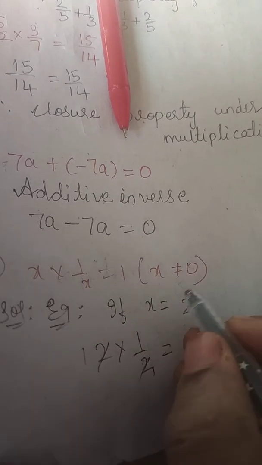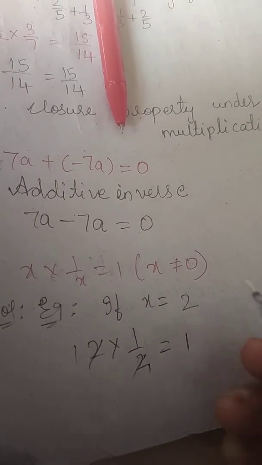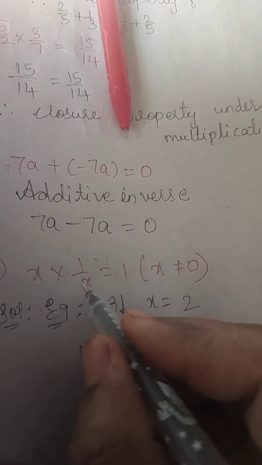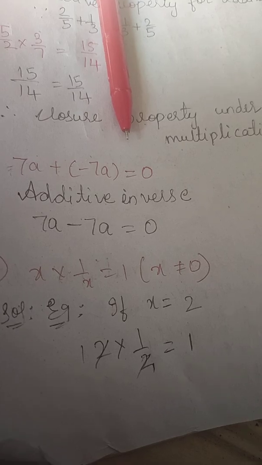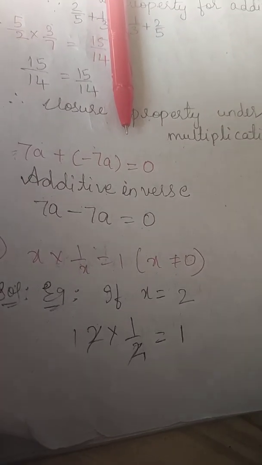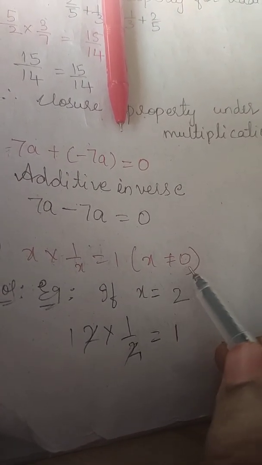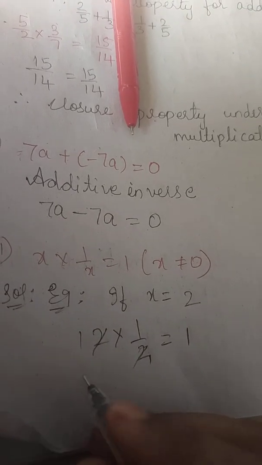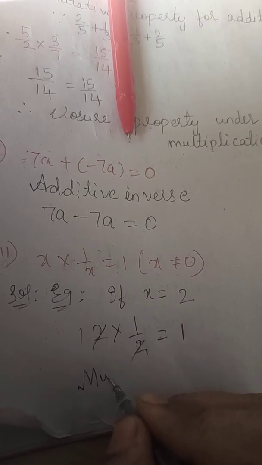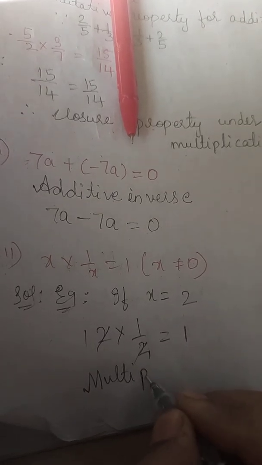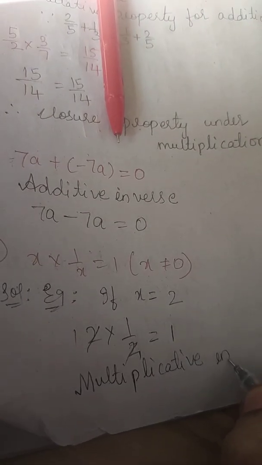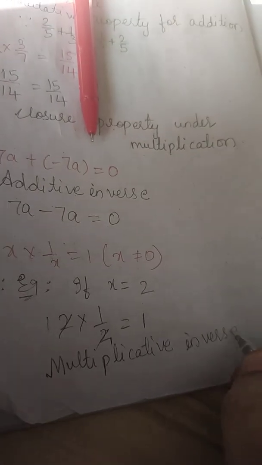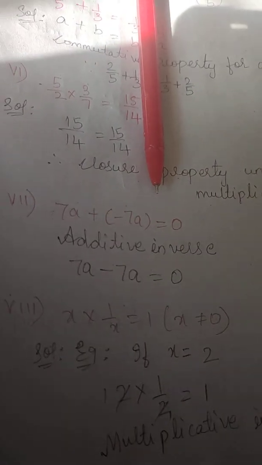Okay, this is satisfied only for x not equal to 0. If x is equal to 0, then 1 by 0 becomes infinity. So it is not a rational number. So in such case the multiplicative inverse won't be satisfied. Here it is involved with the property multiplicative inverse. Okay children, we will see the next one now.